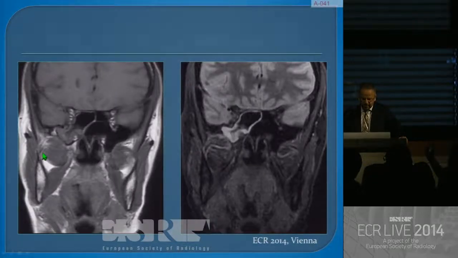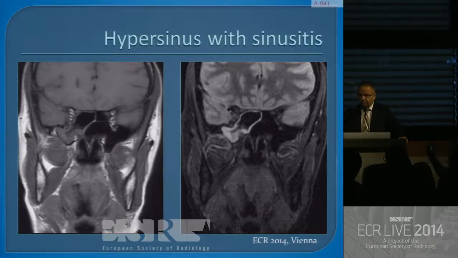Then came the other series. Then I realized that I was just facing a simple sinusitis, but this sinusitis was in a huge sphenoid sinus. I knew this lady since my childhood, but I didn't know she had a huge sphenoid sinus at all.